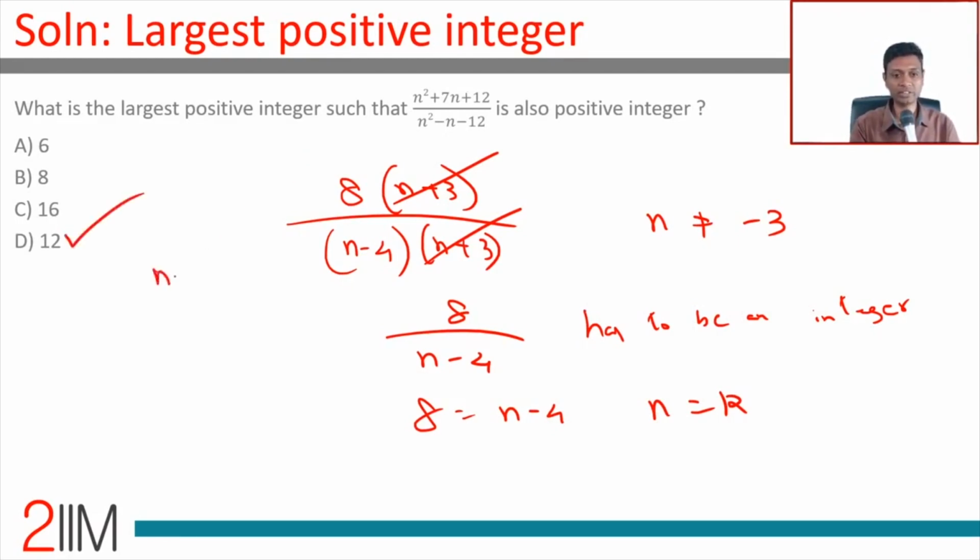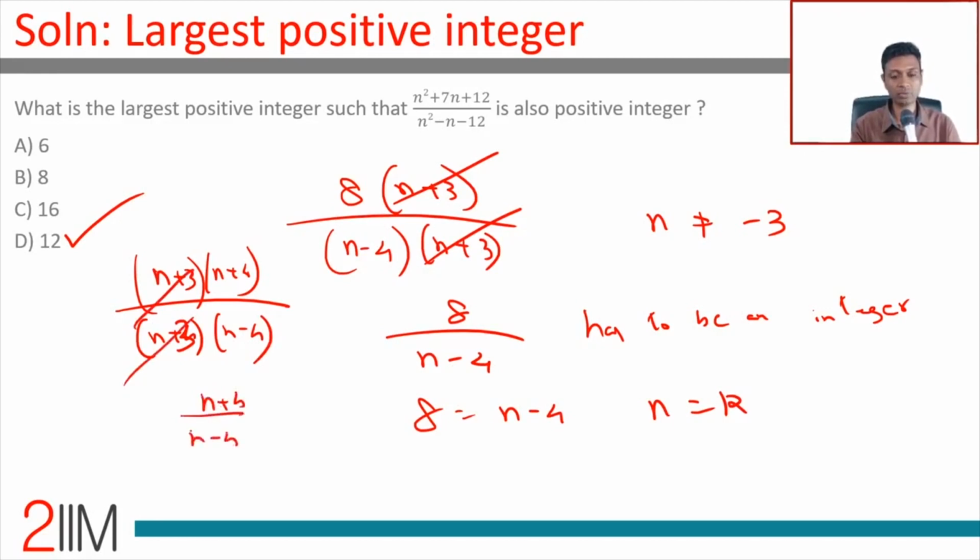Another way of doing this, factorize this: n plus 3 into n plus 4 by n plus 3 into n minus 4. N plus 4 by n minus 4 should be an integer. What is the maximum value n can take? 12 plus 4 by 12 minus 4 works. 16 by 8 is 2. Then you can simplify. The smaller this integer is, the larger value n can take. Put it as 2, simplify, you're through.